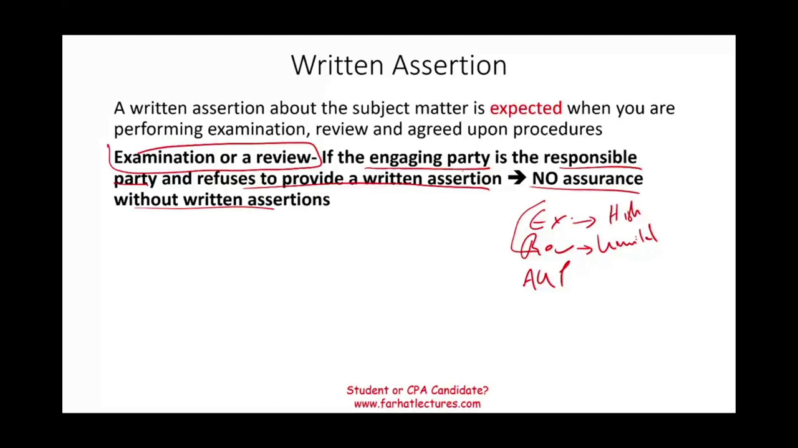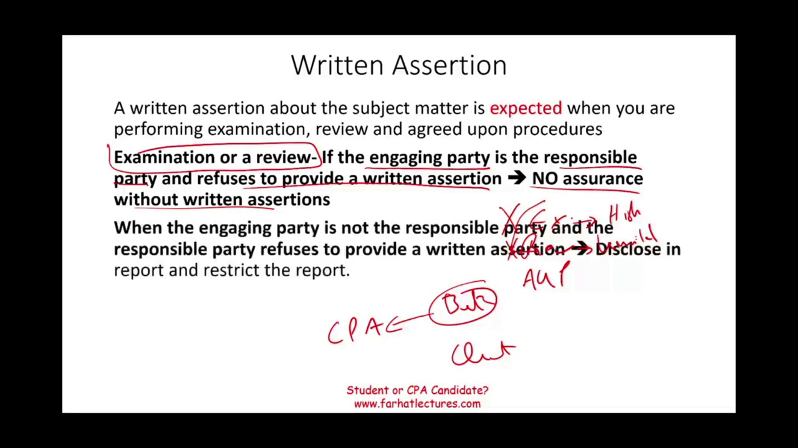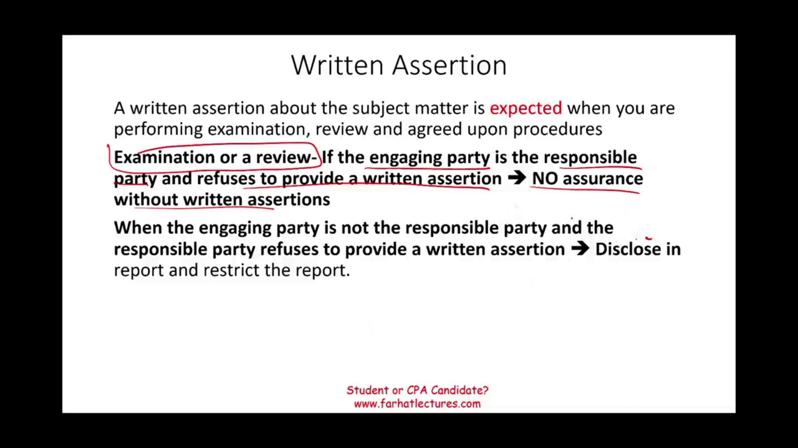If the engaging party is the same as the responsible party, what does it mean, engaging party and responsible party? You remember our relationship, the CPA, we have the bank, and we have the client, right? Now, the bank engaged us, and the bank gave us the criteria, which is the loan agreement. But we could have an engaging party, and the criteria could be issued by someone else. So if they are the same, we will not perform an examination or a review without a written representation, because there is no assurance if it's not written, because we're giving assurance. And we'll see what I mean by assurance later when we discuss examinations and reviews.